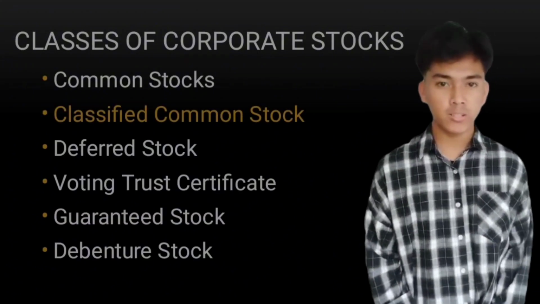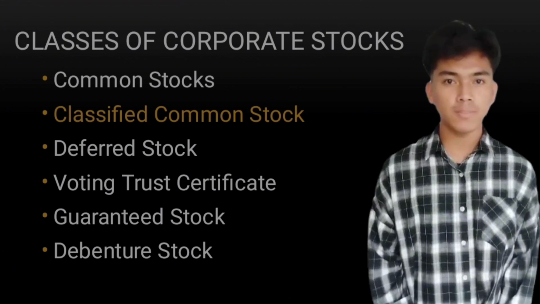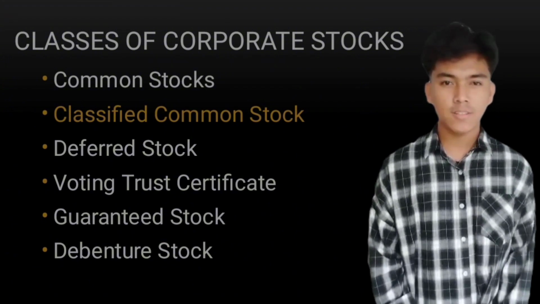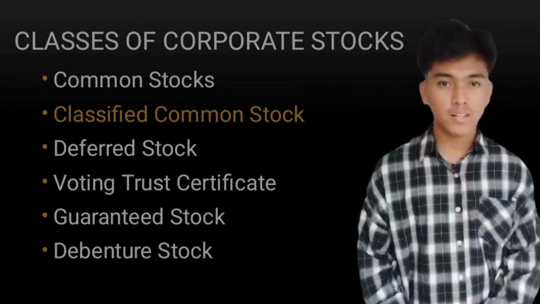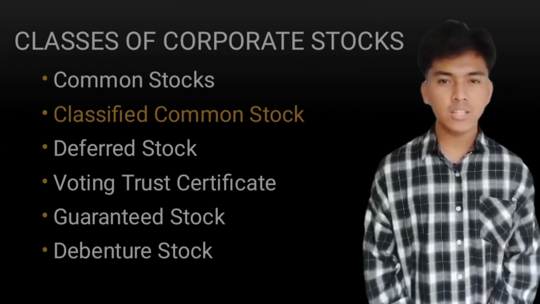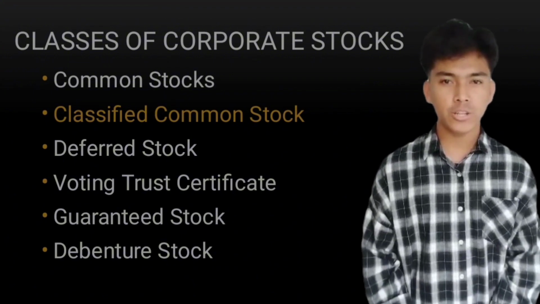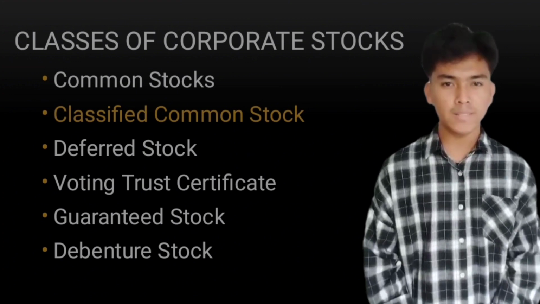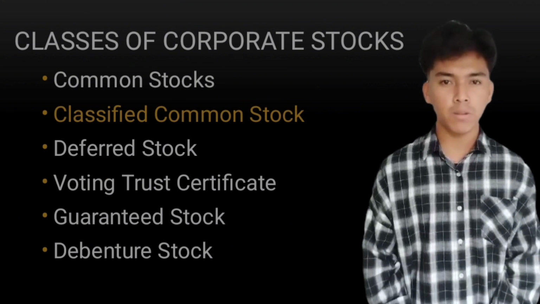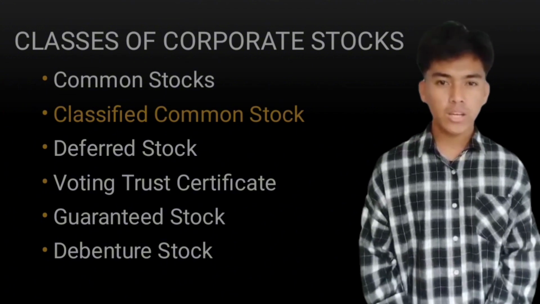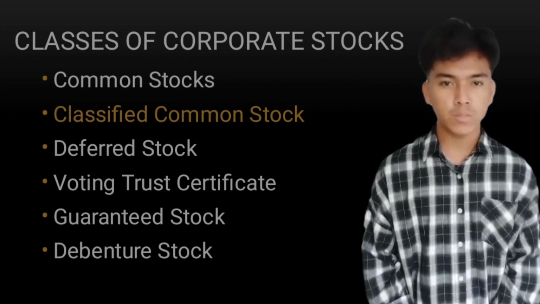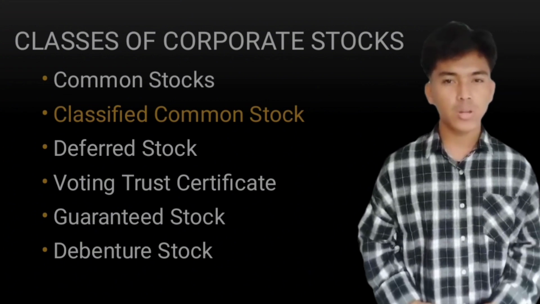We have here classified common stocks. This is a type of common stock that has special privileges such as enhanced voting rights or dividend rights. Several types of classified stocks are Class A or Class B stocks. Class A shares are shares held by founders, key investors, and management teams. Each Class A share comes with 10 votes per share, ensuring that these shareholders have significant control over the company's decision-making process. Class B shares are shares issued to the general public through an initial public offering or IPO. Each Class B share has one vote per share, allowing public shareholders to participate in the company's ownership but without providing them the same level of control as Class A shareholders.